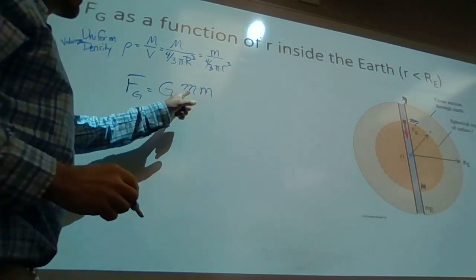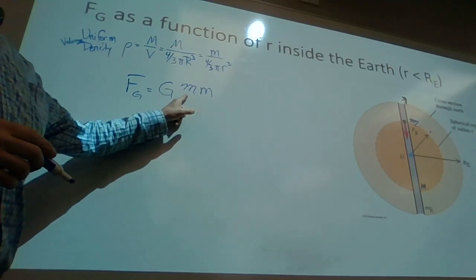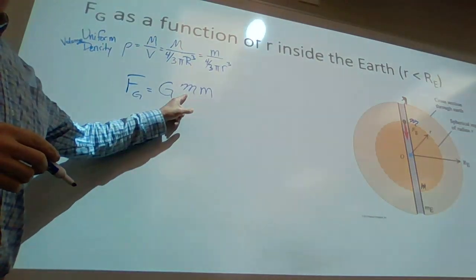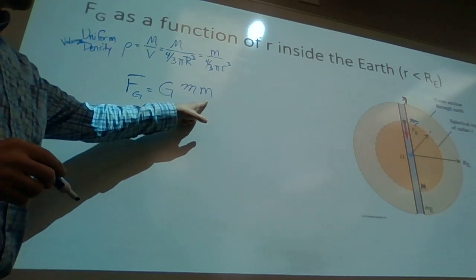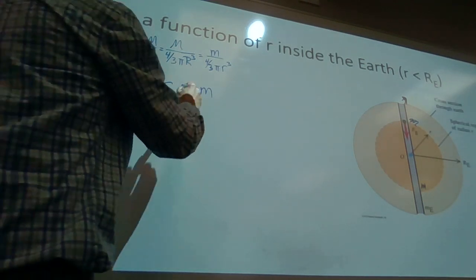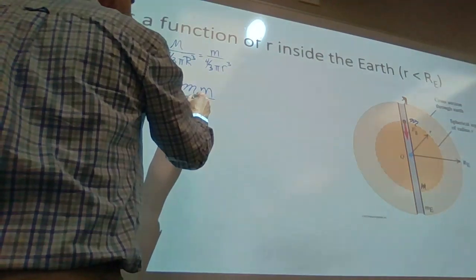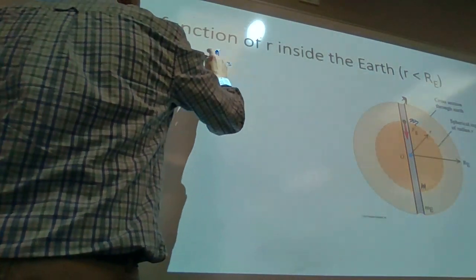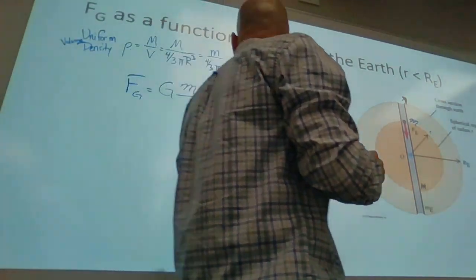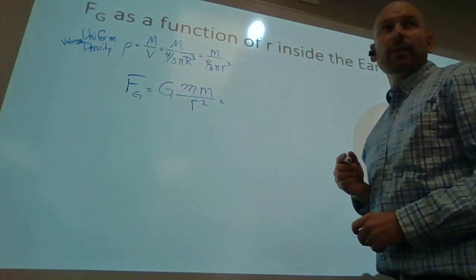So gravity equals... Okay, so capital M is going to be the mass of the rock. Lowercase m is the mass of the orange, over r squared. So, of the Earth?